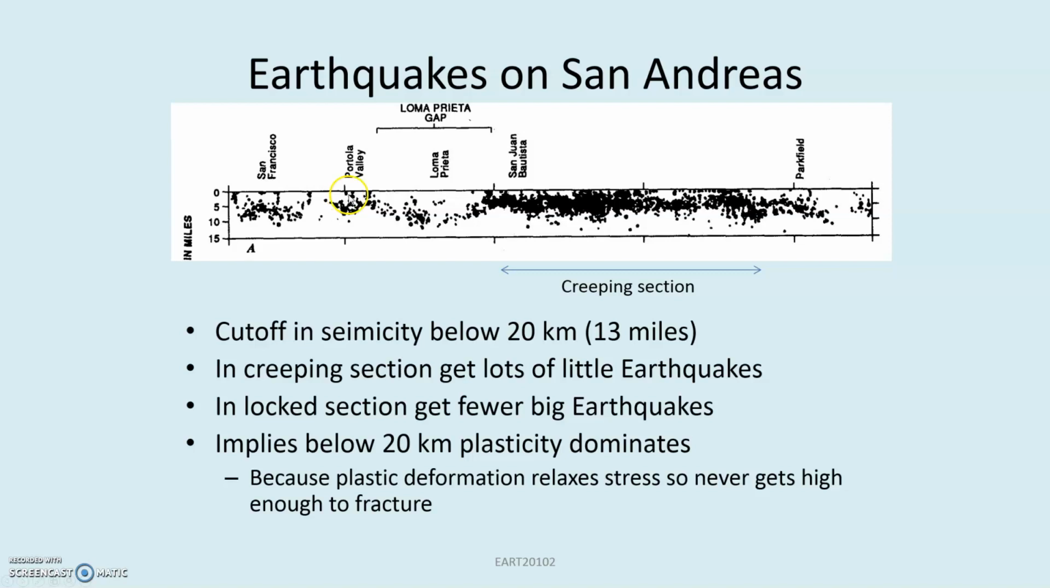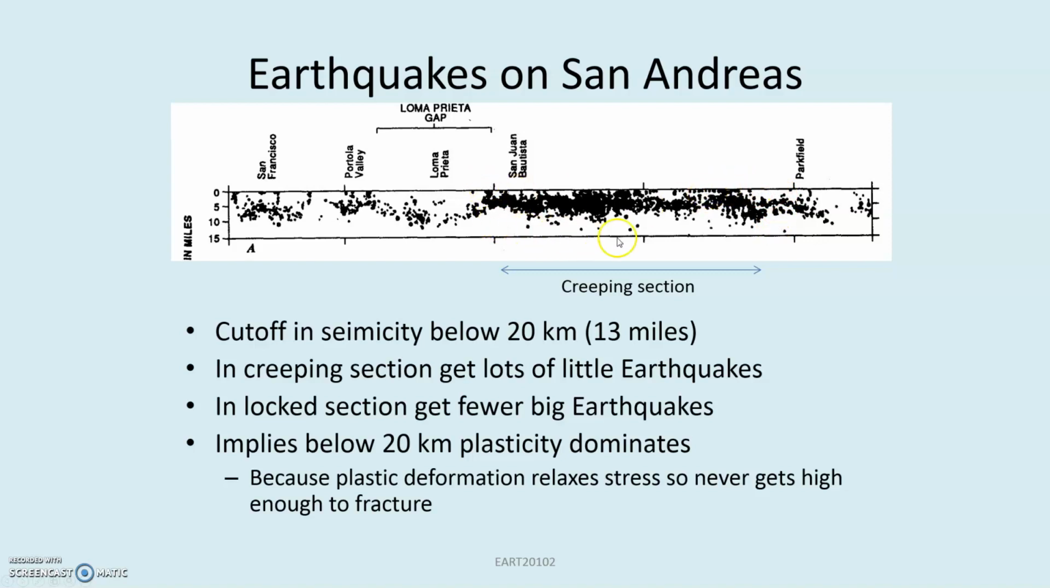Okay, so this is a depth section through the San Andreas fault, and there are some things to notice about this section. So all of these dots are earthquakes on the San Andreas fault, and you can see that there's a sharp cut-off of this seismicity at about 20 kilometres. Okay, and also you can see that the number of earthquakes vary along the length of the San Andreas fault. So we have areas where we have much fewer earthquakes, and an area where there are lots of earthquakes.